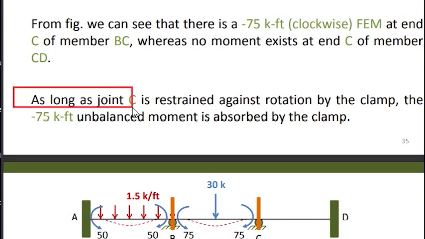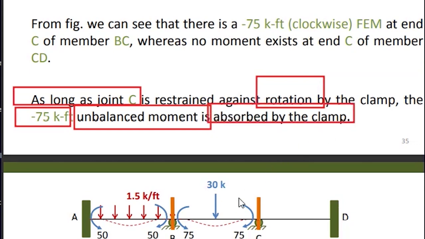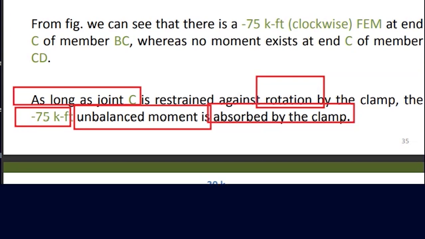As long as joint C is restrained against rotation by clamping, the opposite is a negative 75 moment. Now this is unbalanced, as we said. How can we balance? We must absorb it by the clamp on the other side. So this point here should be absorbed to this point. How can you absorb? Can it have the opposite value of this moment here? So you take the opposite of a negative 75, which should be equal to the positive moment, positive 75.